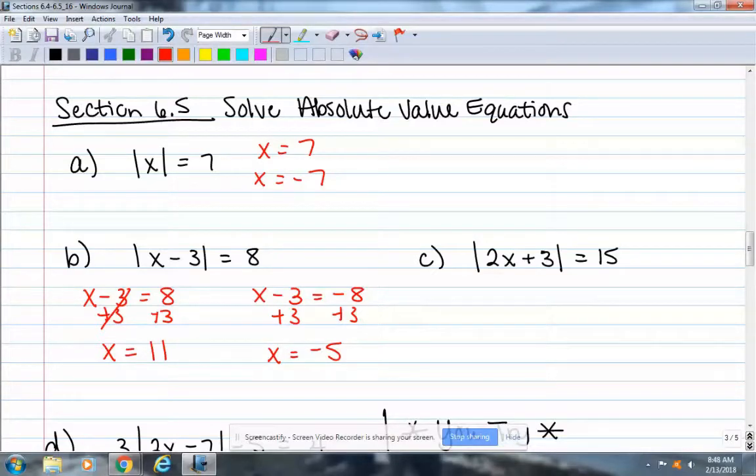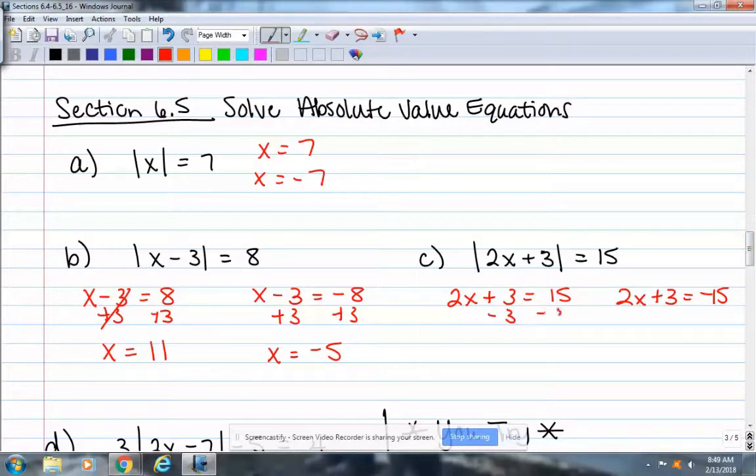All right, so the next one. The absolute value of 2x plus 3 equals 15. That means that the inside could equal what two numbers? 15 or negative 15. So we say 2x plus 3 could equal 15, and 2x plus 3 equals negative 15. Now, I don't care if you do the negative first and then the positive or vice versa. You just got to do one for a negative, one for a positive. So how do I solve for x?